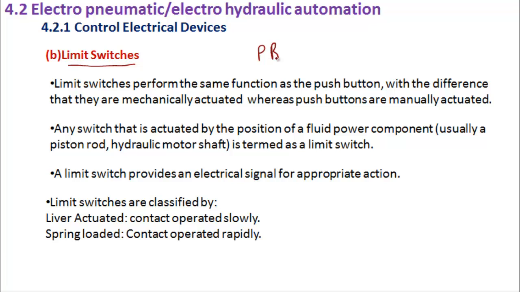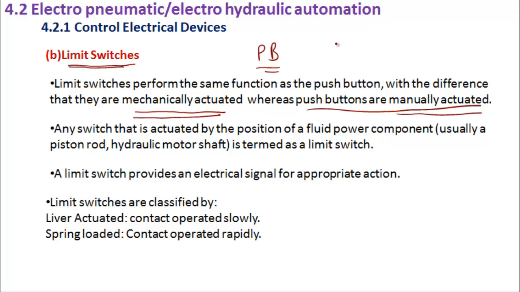Limit switches are the same as push button, PB. But the difference is, whereas there is a person who operates the push button manually, that means push buttons are manually actuated or manually operated, the limit switches are mechanically actuated. Now, what is the difference between mechanically actuating and manually actuating? Manually actuating means someone comes and pushes the button using his hands.